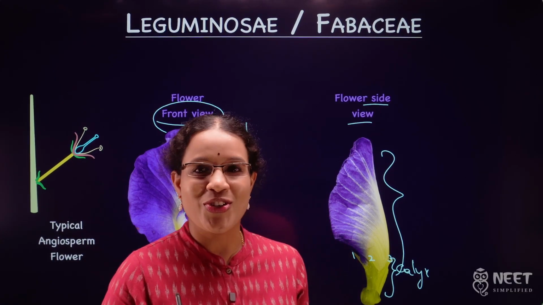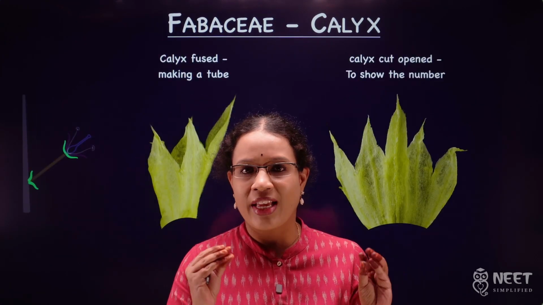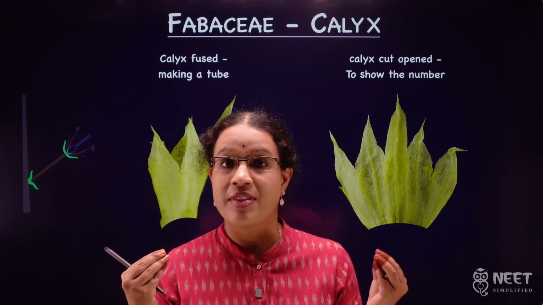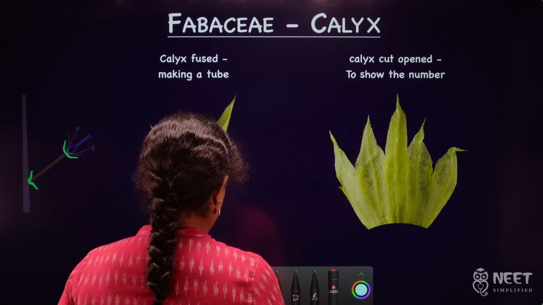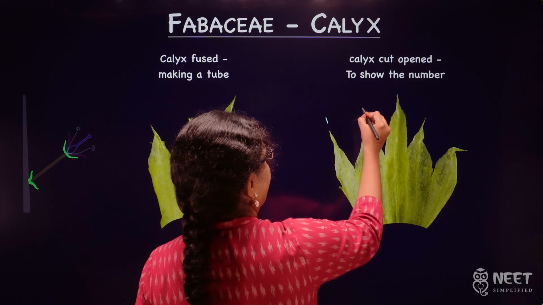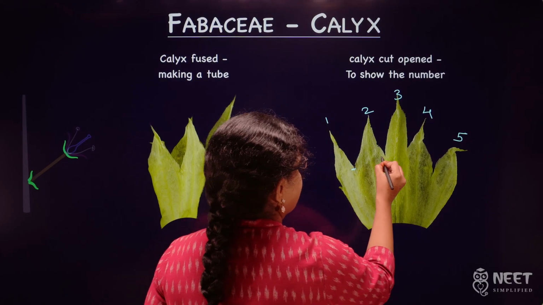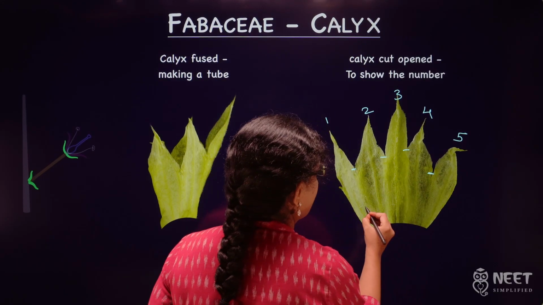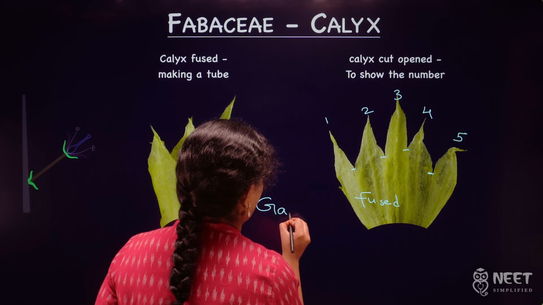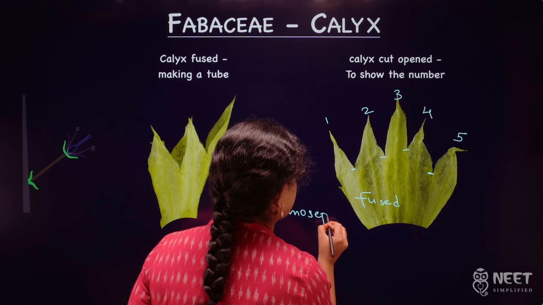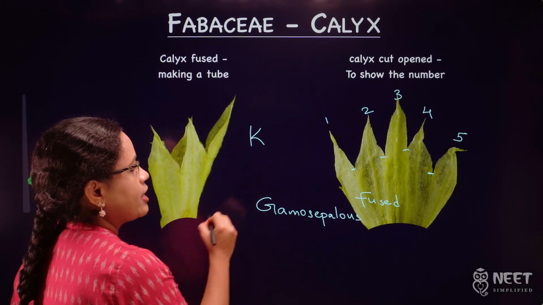Now let's go to our calyx. Here we are going to talk about the calyx which has got 5 sepals. As you can see over here, we have got 5 sepals. Very clearly you can see that they are fused with each other. And we all know that this condition is called gamosepalous condition. Now in the floral formula, we represent calyx with K.